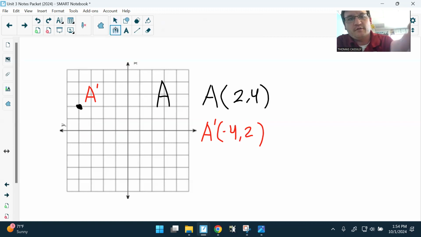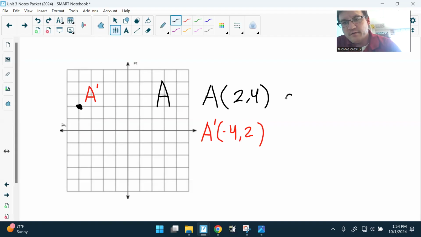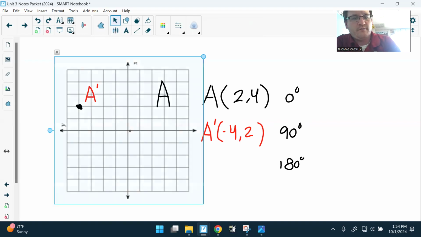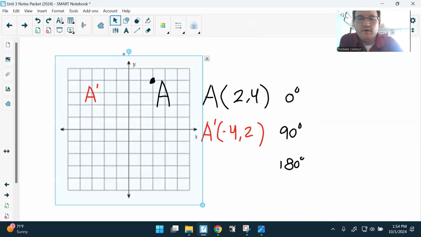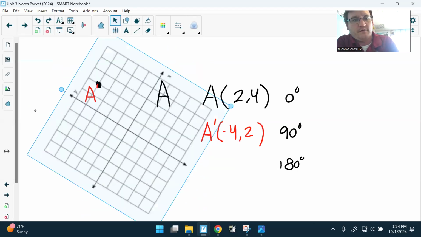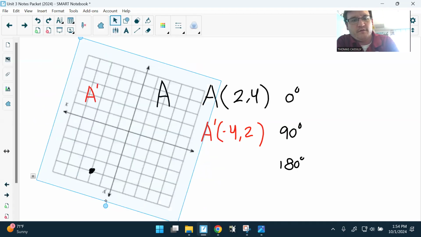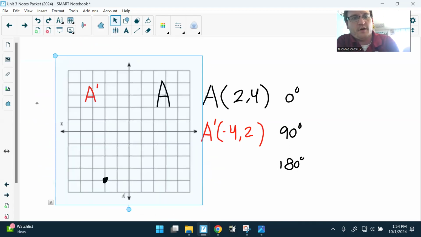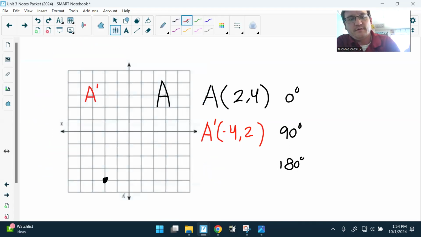So that was actually here. Let's say this was a 0-degree turn. This was a 90-degree turn. Let's look at a 180-degree turn. If we put this back in the original spot right here, 180 degrees, that's half of the spin. So here's 90, here's 180. I'm going to call that A double prime.